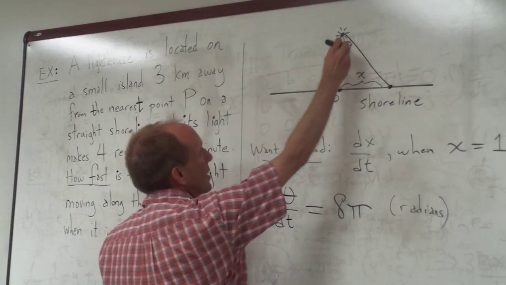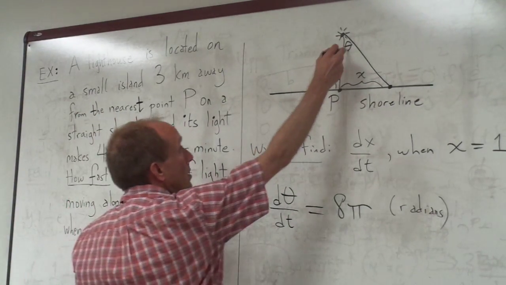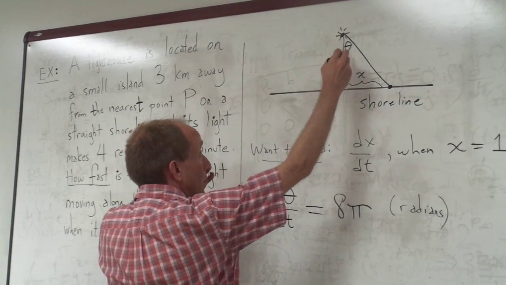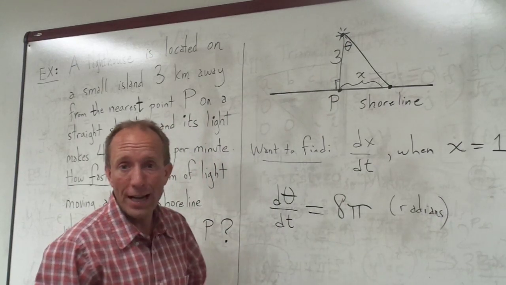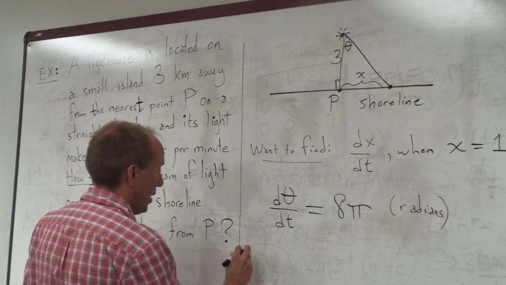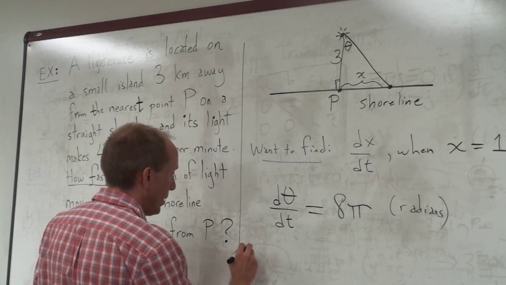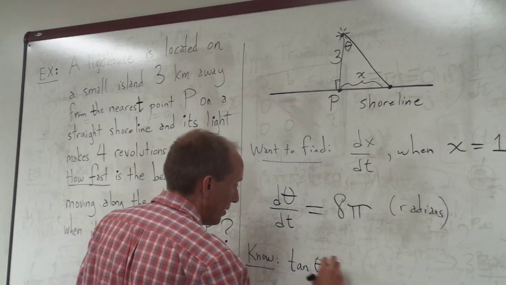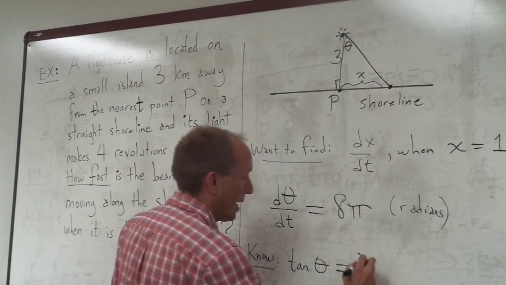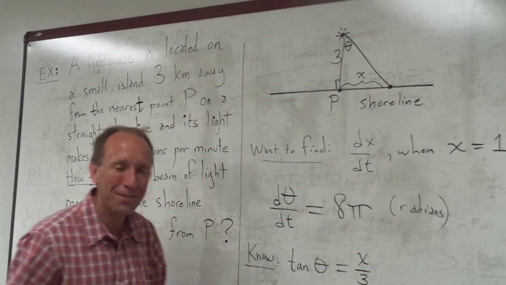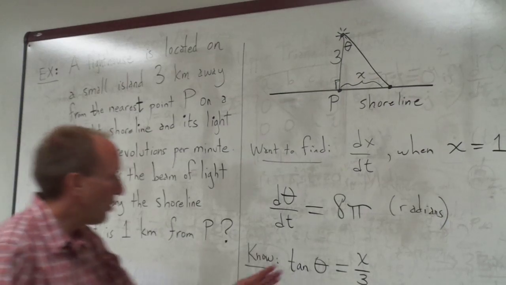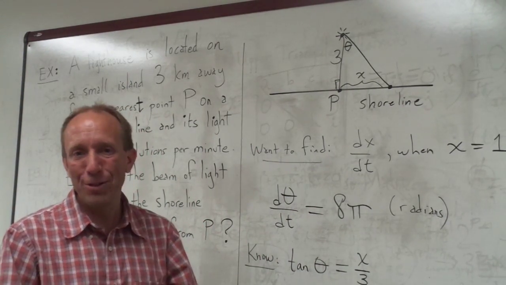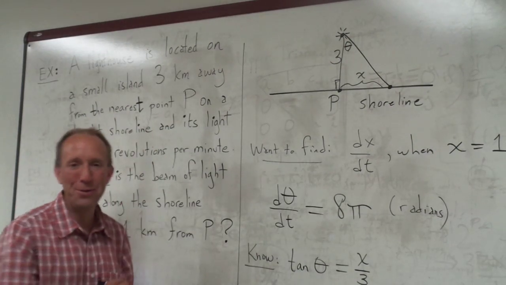In this case, the theta is giving me an angle in this right triangle, and so the two legs of that triangle are x and 3. So we know that the tangent of theta is x over 3. Okay? And both theta and x are functions of t. Perfect setup for the chain rule, and that's exactly what I'm going to use right now.